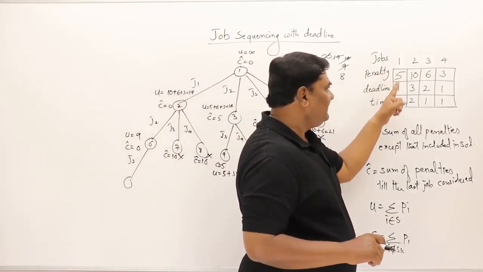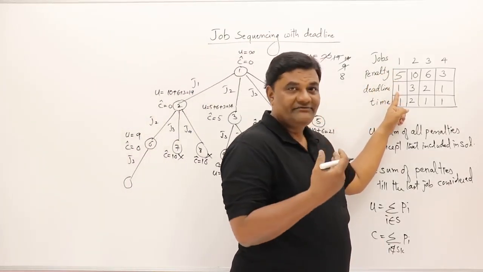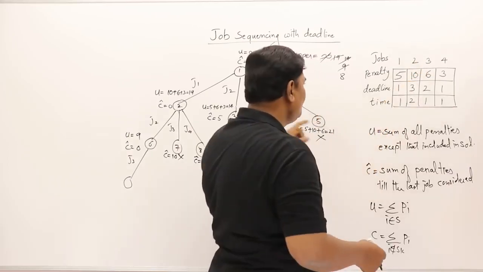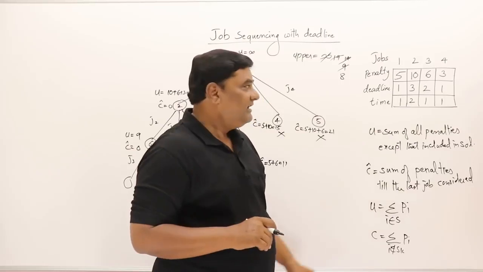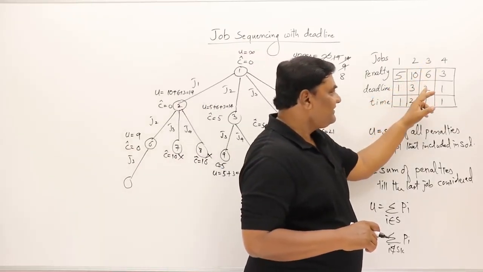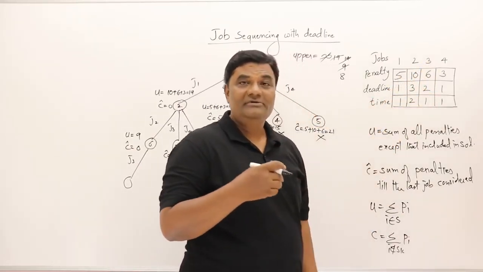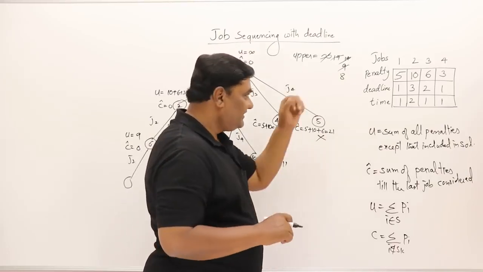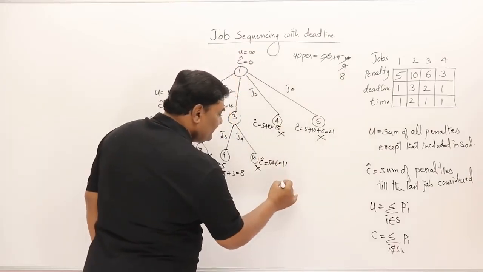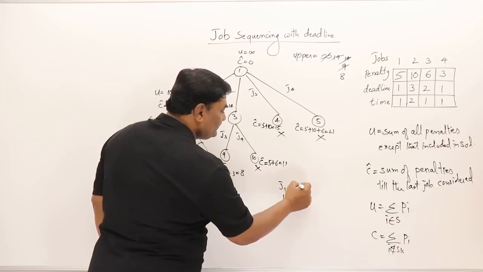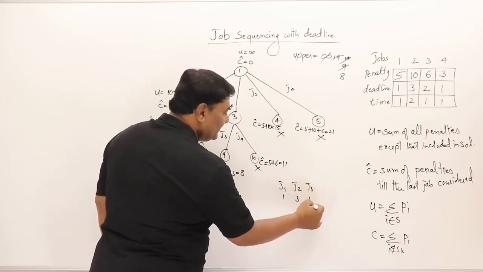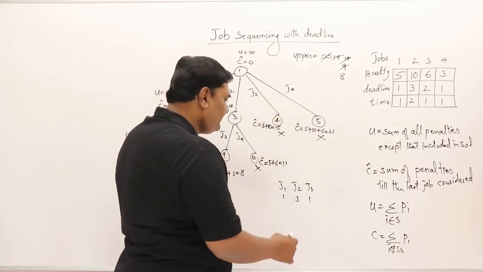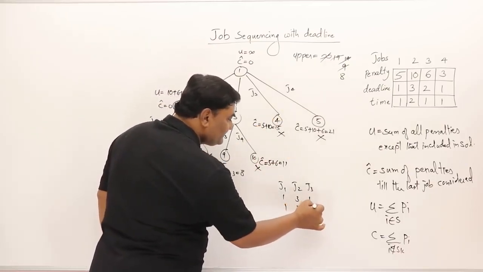Job 1's deadline is 1. Okay, that is in first hour. And job 2's deadline is 3. Okay, it will wait till third hour. Then job 3's deadline is 2. So let us check them. Job 1 deadline is 1. Job 2's deadline is 3. And job 3's deadline is 1. And what are the processing time? 1 plus 2 plus 1.